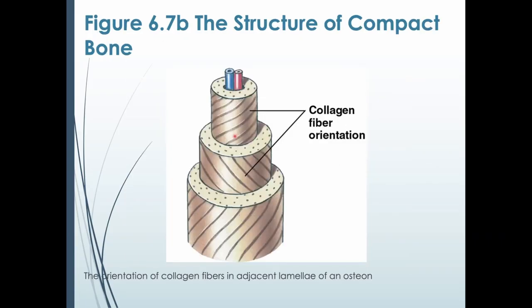Okay, so this is just another nice video showing you the orientation of the direction of the collagenous fibers. As you can see in one concentric lamellae, you can see the fibers go in one direction, and the next one they go in the opposite direction, and the next one they go in the opposite direction. This further helps to provide extremely strong structure.